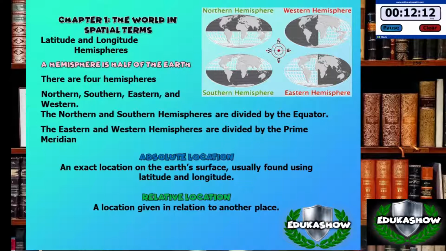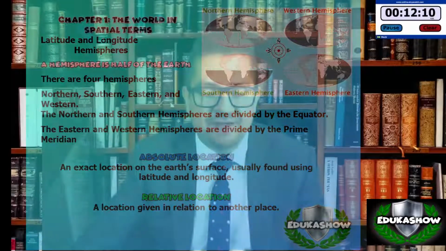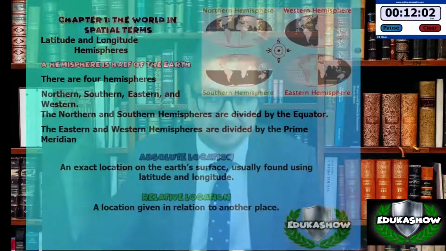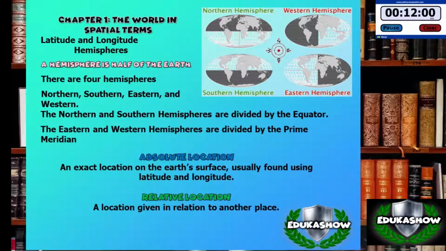The northern and southern hemispheres are divided by the equator. The eastern and western hemispheres are divided by the prime meridian. You can look at the map from the top and you've got the compass rose, which allows us to know where north, south, east, and west is located.